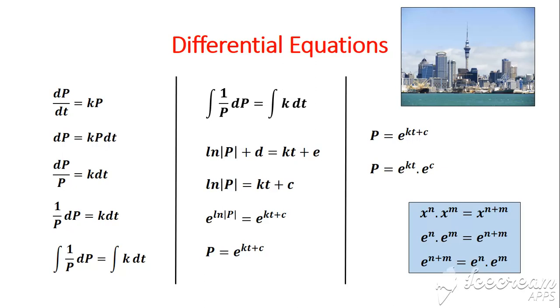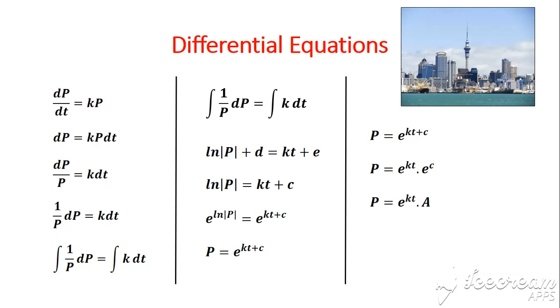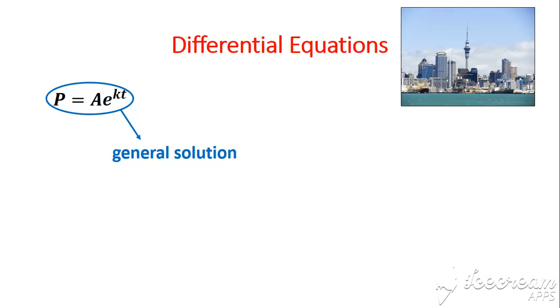Now, looking at the e to the power of c, we know e is a special number, but it's raised to the power of c, which is another number. And a number raised to the power of another number makes another number. So we're going to call e to the power of c the number a. And we're going to pop that out the front to write it as population is equal to a times e to the power of kt. Now, this is also the general solution written in a slightly different way, and it's the more common way we prefer to write these solutions.